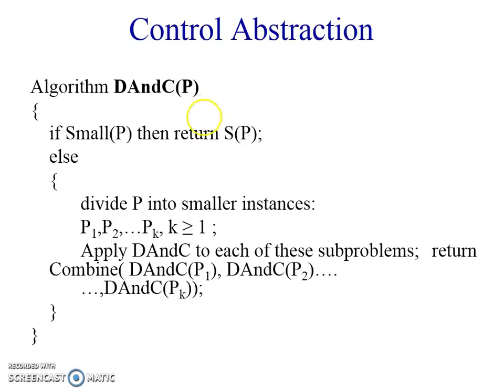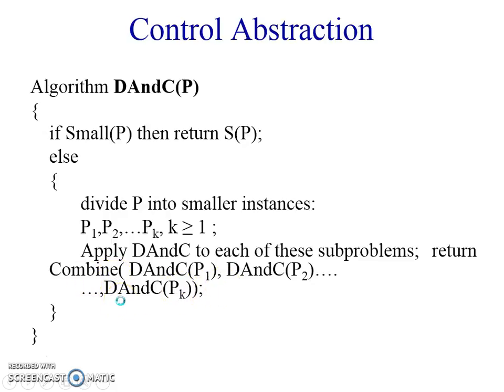So you can see the general control abstraction is of a typical recursive algorithm, and the exit condition being if P is small, we return with a solution of P, else I divide the P into smaller instances and apply the same divide and conquer. You can see the recursion here. Instead of calling DNC of P, I am now trying to call DNC of each of these subproblems, P1 and P2 and so on, wherein you have the recursion. And then I am trying to combine the solutions of these problems using a combine.